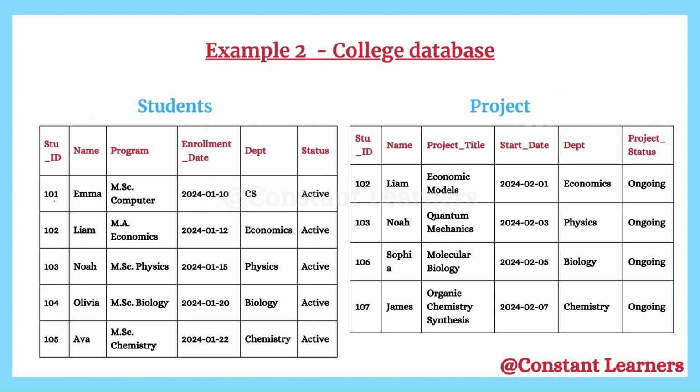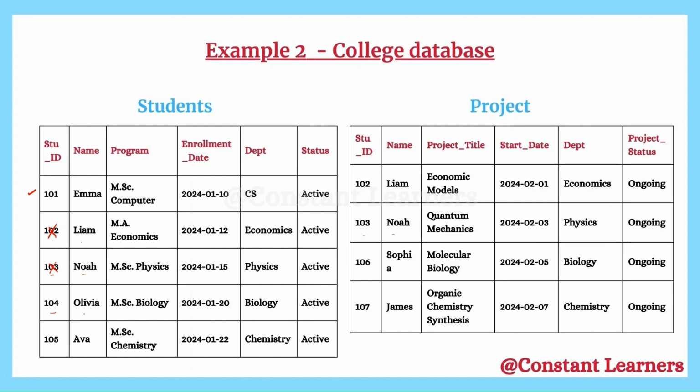Now in this case, 101 Emma is the student enrolled in the master's program, but is she present in the projects table? No. So she will be present in the output table. Then 102 Liam, he is present in the project table. That means he's working on a project. So this person will not be present in the output table. Then we have 103 Noah. So Noah is also present in the project table, so he will also not be present in the output table.